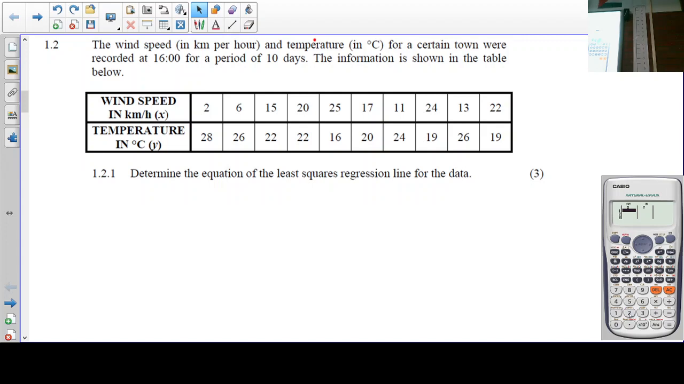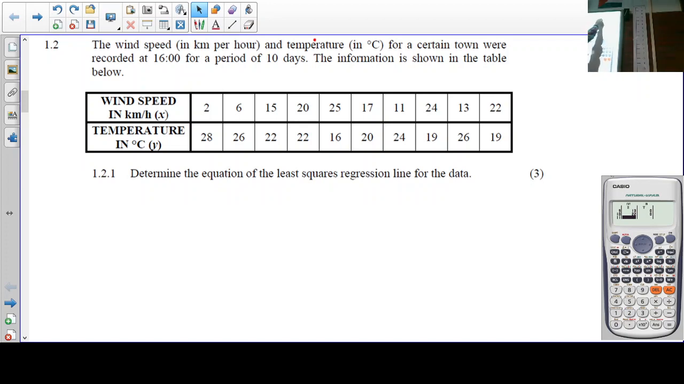Okay, so let's enter the data. We have 2, then 6, then 15. Oops, that's 5, 15, 20, yes, carry on. 17, yes, 11, 24, 13, yes, 22.